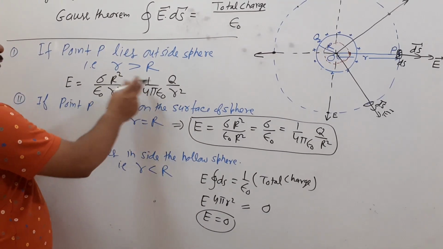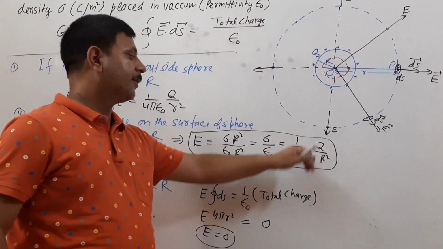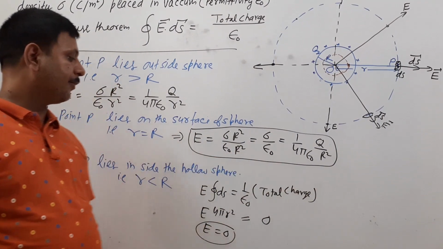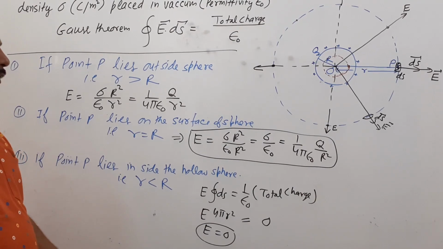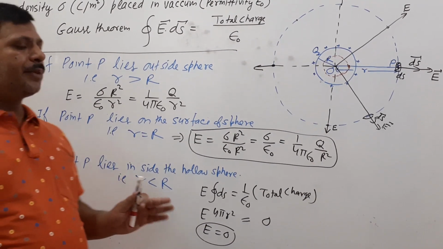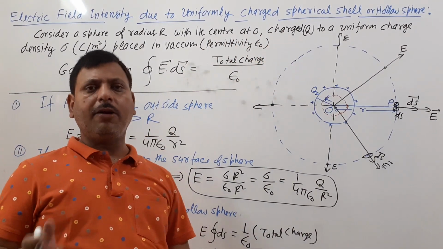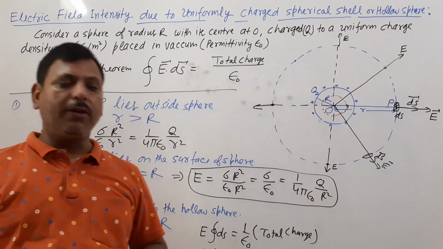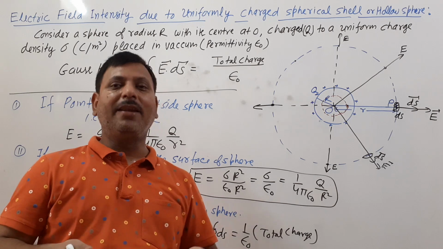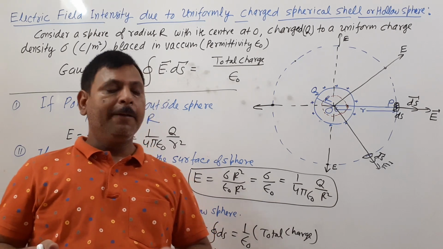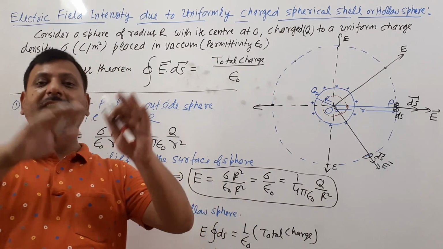So remember, outside the sphere it is 1 upon 4 pi epsilon naught Q upon r square, on the surface it is Q upon R square or sigma upon epsilon naught, but inside the surface the electric field intensity is equal to 0. One thing more you will remember. This formula I have given for a spherical shell or hollow sphere. If you are taking a solid conducting sphere, for example an iron sphere or copper sphere, then though it is a conductor, the charge will reside on the surface.